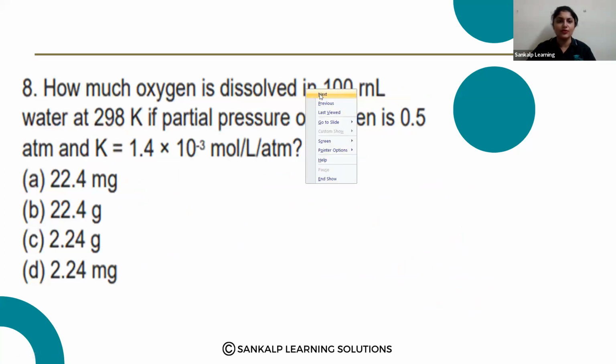I hope there are no doubts. So we'll go for the next one. How much oxygen is dissolved in 100 ml of water at 298 Kelvin if the partial pressure of oxygen is 0.5 atm and KH is equal to 1.4 into 10 raised to minus 3 mole per liter per atm?